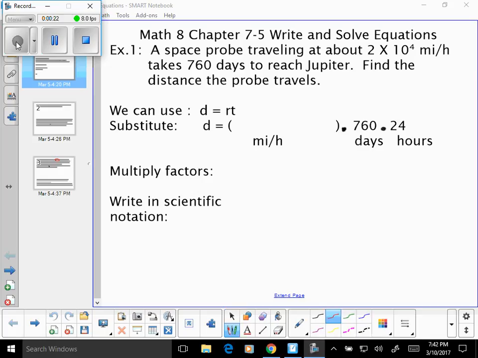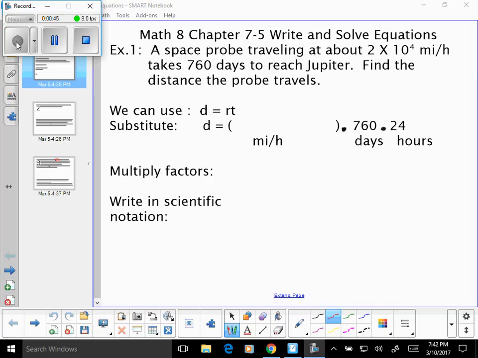The first example that we have here is actually based on a formula, the distance formula. And it says a space probe traveling at about 2 times 10 to the fourth miles per hour takes 760 days to reach Jupiter. Find the distance the probe travels.